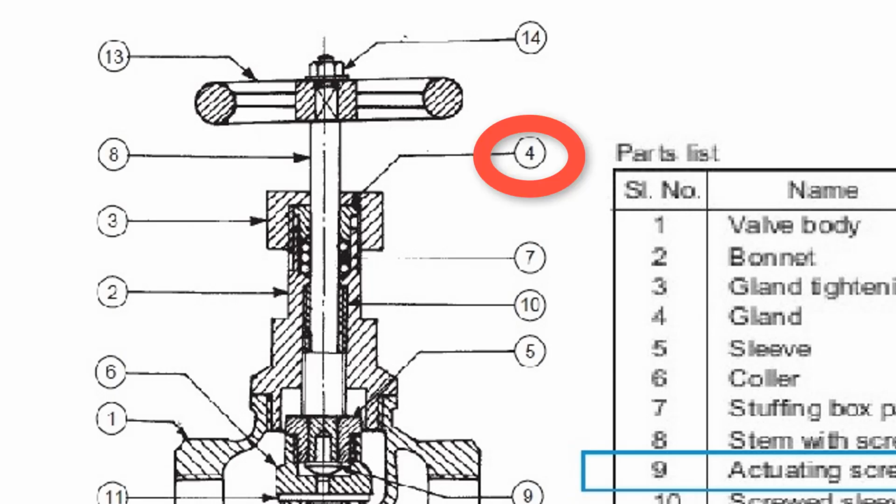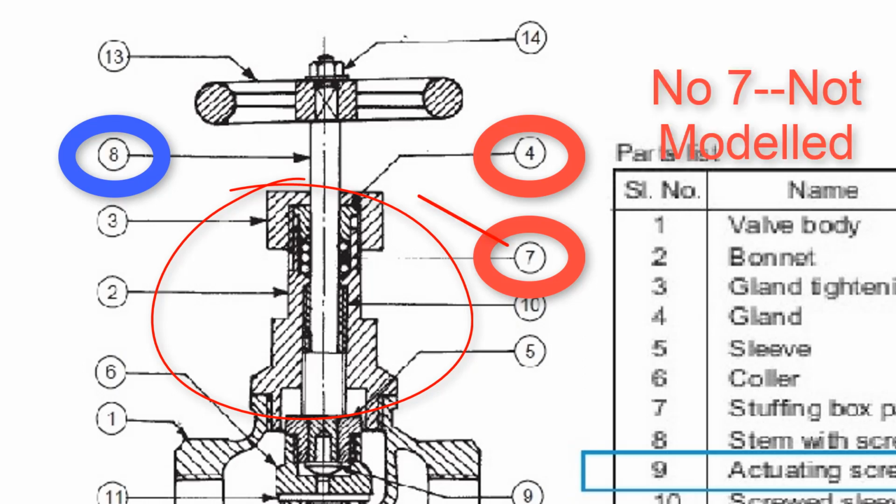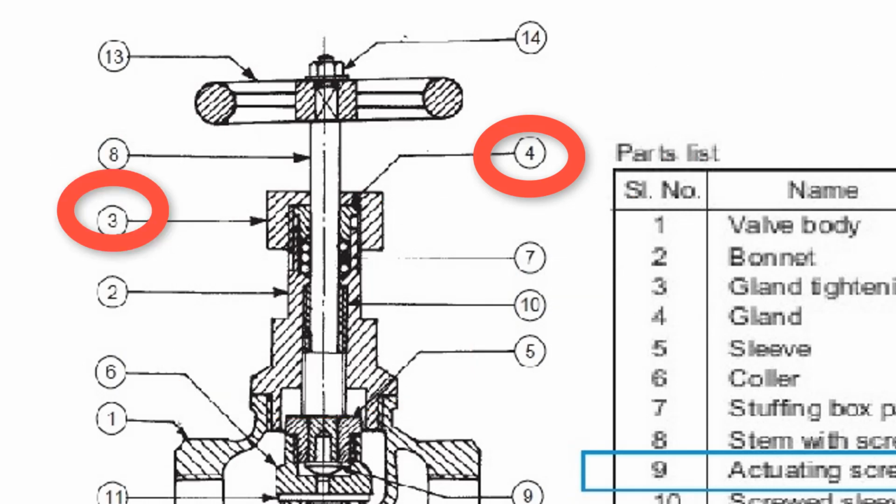Gland number 4 is located in the bonnet group with the stem number 8 and with packing number 7 seen in this figure. But we do not model this packing group. This packing group prevents the leakage of the fluid from the valve. Gland is secured by the cap nut number 3.